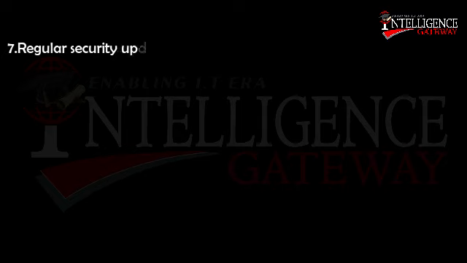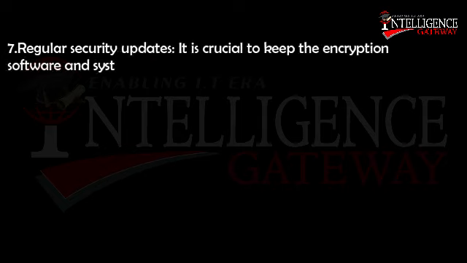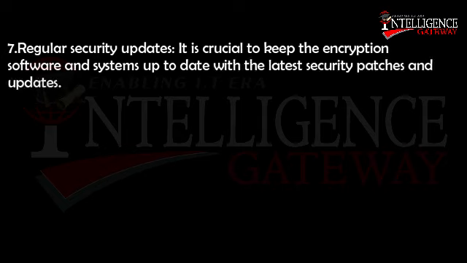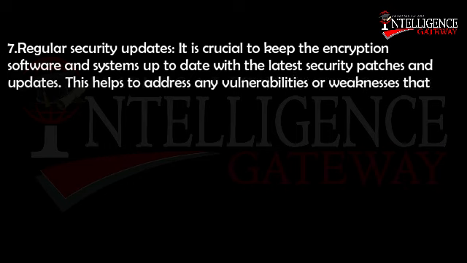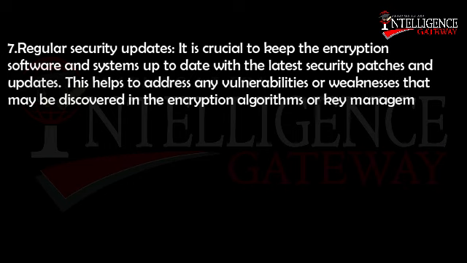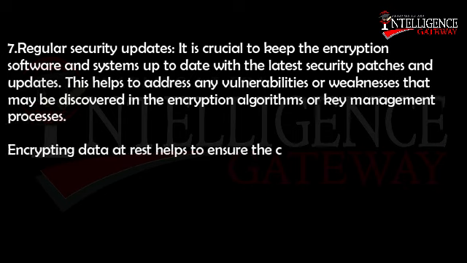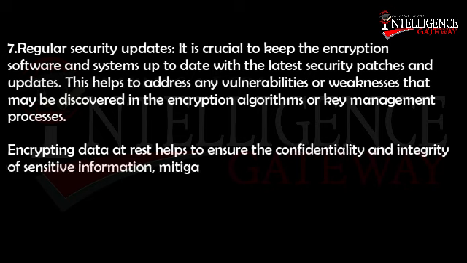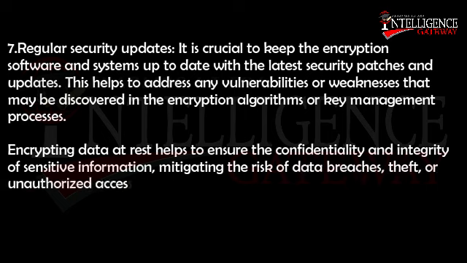7. Regular security updates. It is crucial to keep the encryption software and systems up to date with the latest security patches and updates. This helps to address any vulnerabilities or weaknesses that may be discovered in the encryption algorithms or key management processes. Encrypting data at rest helps to ensure the confidentiality and integrity of sensitive information, mitigating the risk of data breaches, theft, or unauthorized access.